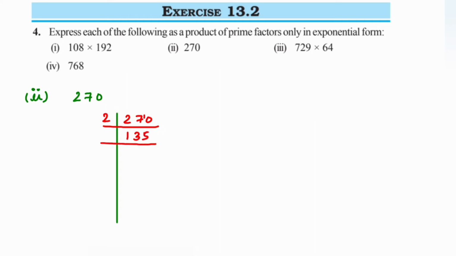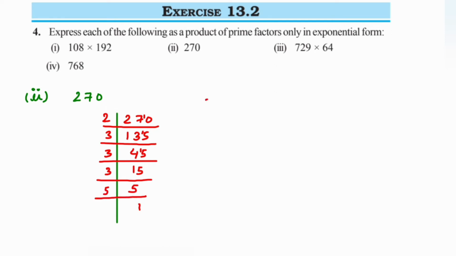Now 135 is divisible by 3. So 3 4s are 12, 1 is a remainder, which makes 15. 3 5s are 15. Again 45 is divisible by 3. 3 1s are 3, and then 1 is a remainder, again 3 5s are 15. So 3 5s are 15, and then we got 5 1s are 5.